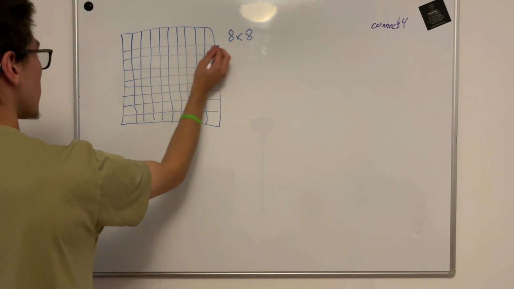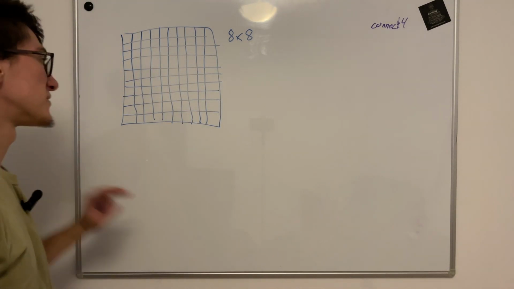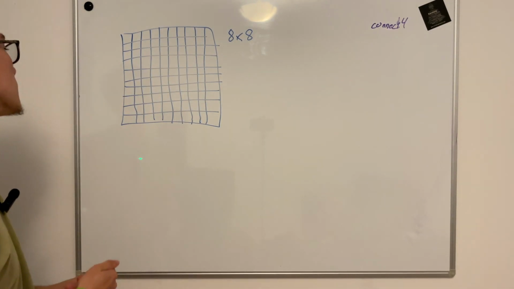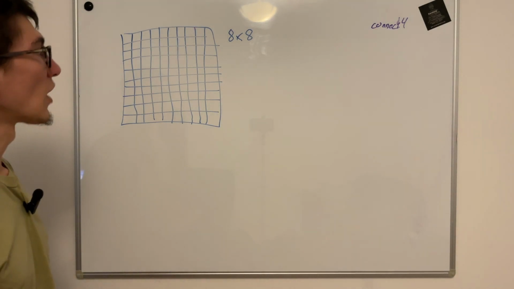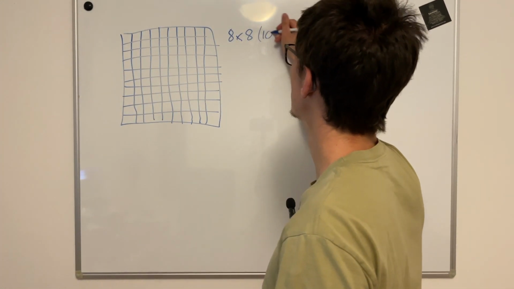Okay. Great. So we have our grid. It doesn't matter the dimension. It's definitely, well, no, it's not 8 by 8. I think it's 9 by something. Anyway, so 8 by 8 for the grid and 10 mines.